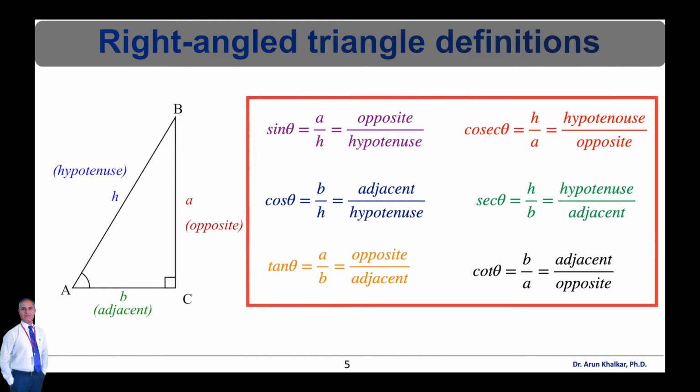A right angle triangle always includes a 90 degree, that is pi by 2 radians angle, here labeled C. Angles A and B may vary. Therefore, the trigonometric functions specify the relationships among side lengths and interior angles of the right angle triangle. These are the definitions for the right angle triangle.